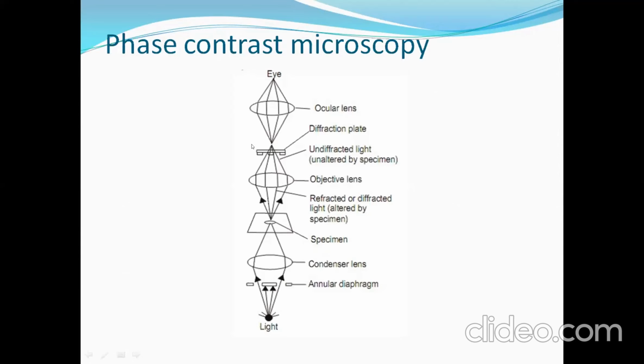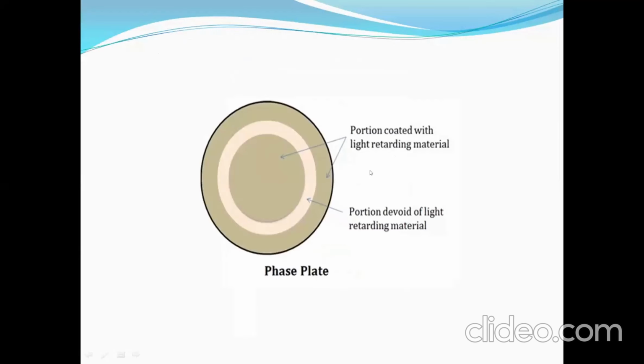Okay, and the presence of this phase plate is mainly or solely responsible for creating a contrast in the light waves which are passing through this specimen. So how does the phase plate look? It looks like this. It has such a structure, that is, this portion and the center portion are coated with certain light retarding material. Clear? And this is the only ring which is devoid of light retarding material.